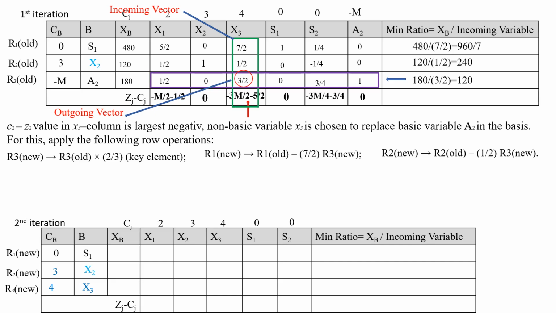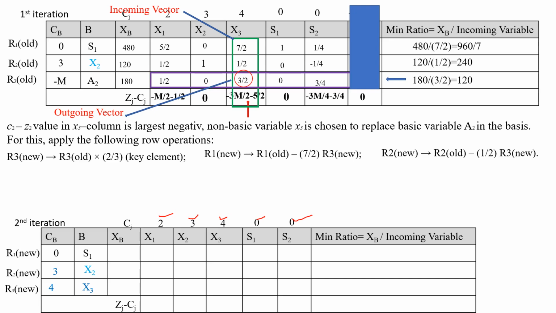First write the incoming variable x3 in the basis B and write its coefficient value 4 in the CB. And remove the A2 column in the second iteration simplex table. Here Cj values are the same as in the first iteration table, that is 2, 3, 4, 0 and 0. Next we modify the coefficients of the variables by the following row operations. R3 new equal to R3 old divided by the key element. Here the key element is 3 by 2, then R3 new equal to R3 old into 2 by 3. The second row operation is R1 new equal to R1 old minus 7 by 2 into R3 new. The third row operation is R2 new equal to R2 old minus 1 by 2 into R3 new.